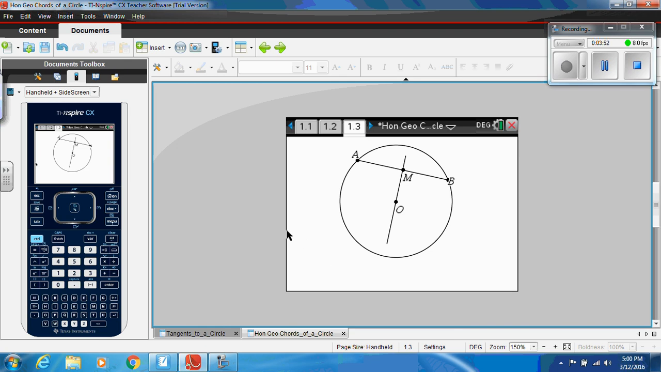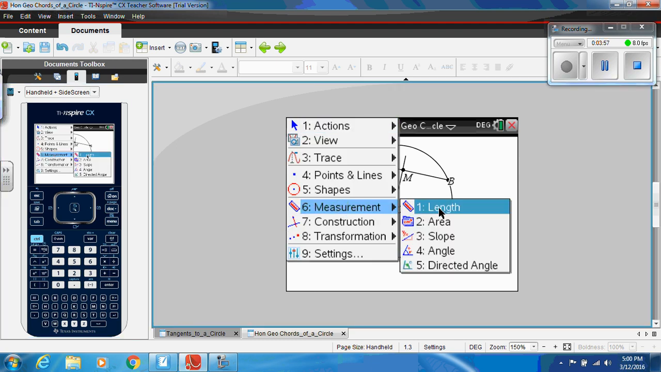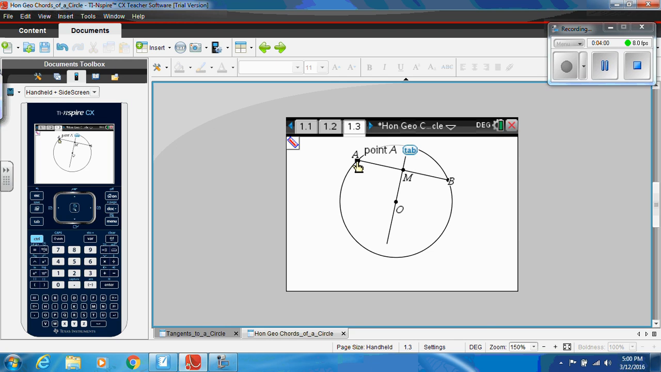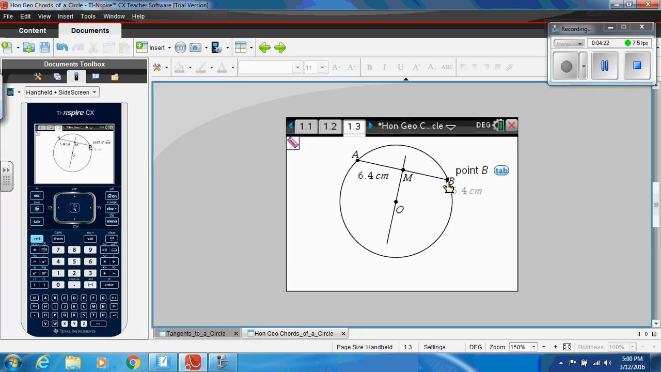So bear with me as I do some of this construction, but I'm going to measure this. So I'm going to go to my menu, go to measurement, I'm going to measure length. So I'm going to measure from A to M. Here we go. And then I'm going to measure from M to B. Look at that. They're both 6.4.